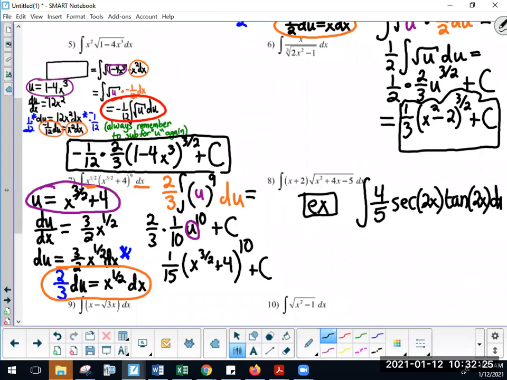gosh, is it secant of x? Is it tangent of x? Who could know? Oh, you're supposed to. So, inside function, u is 2x, 1/2 du, although there's another way we could do this, is going to equal dx.